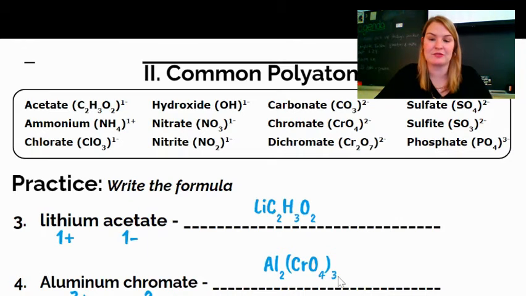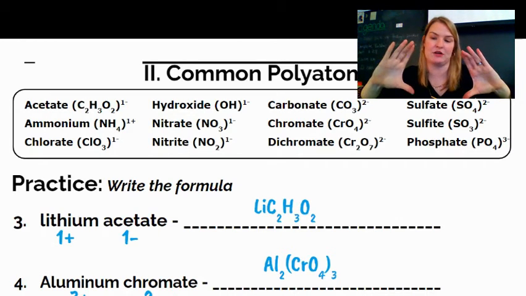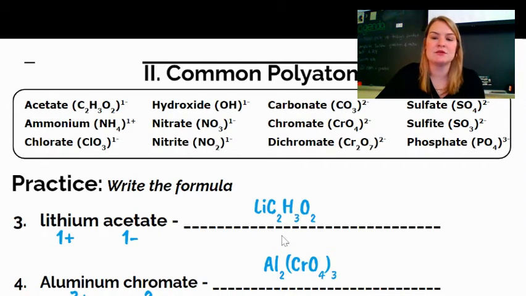So you want to say that there are 3 chromates, or 3 of those CrO4s. You can still use the parentheses up here, like in example number 3, if you want. They are just not required unless you have another subscript going outside of the polyatomic like this.